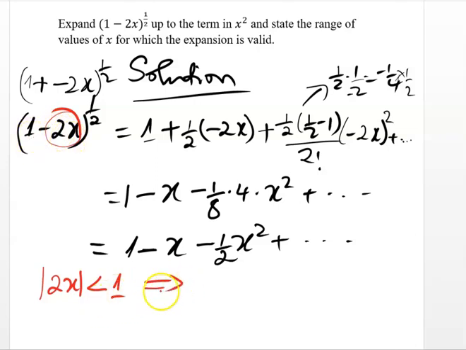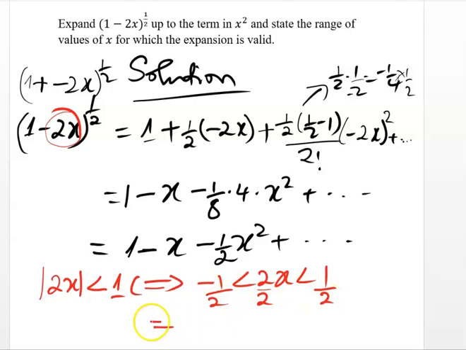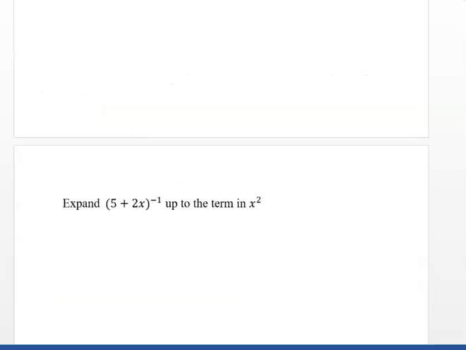For the inequality, absolute value less than 1 means negative 1 less than 2x less than 1. I divide both sides by 2, which gives me negative half less than x less than half. That's the range of values. Alright, let's go to the next example.